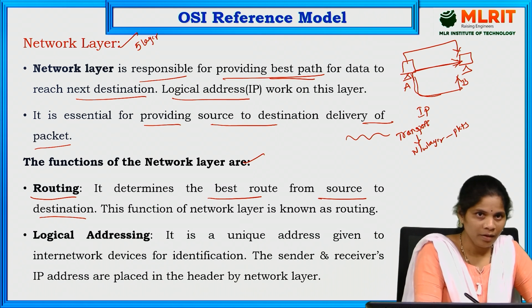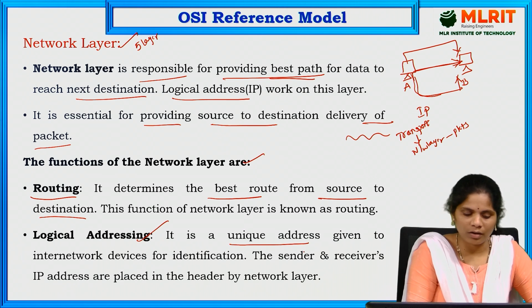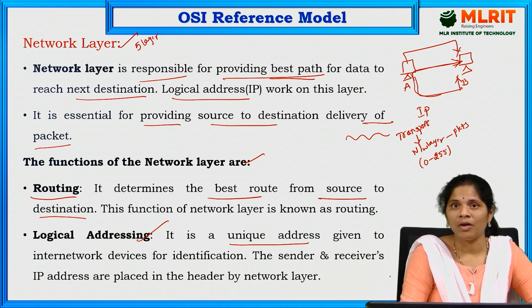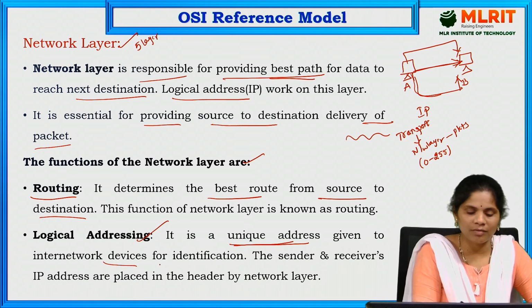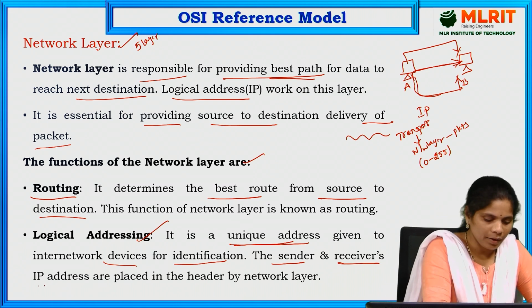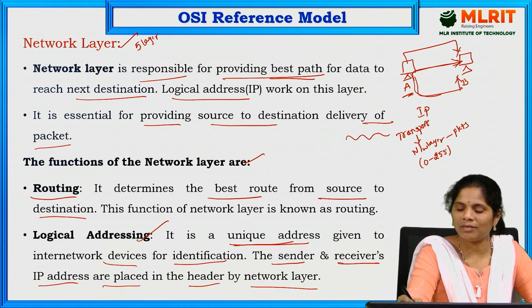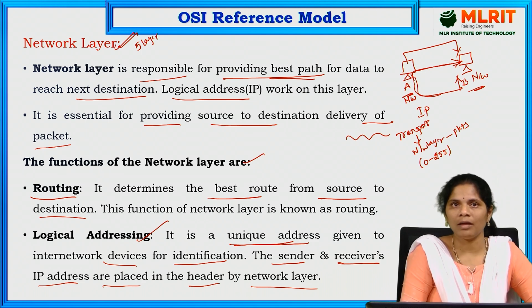The next service is logical addressing. What does logical addressing mean? It is a unique address, a logical address. The range of a logical address is 0 to 255. In this particular range, which network are you going to use? A unique address is given to internetworking devices for identification of the network. The sender and receiver IP addresses are placed in the header by the network layer. That means the sender network address and the receiver network address are identified by the network layer only.